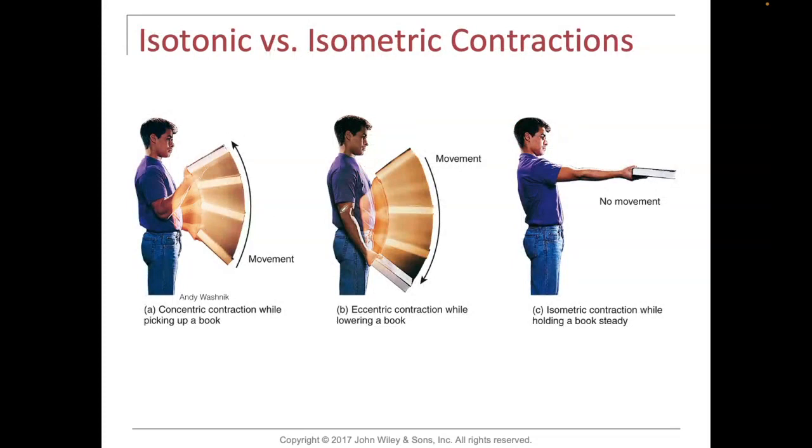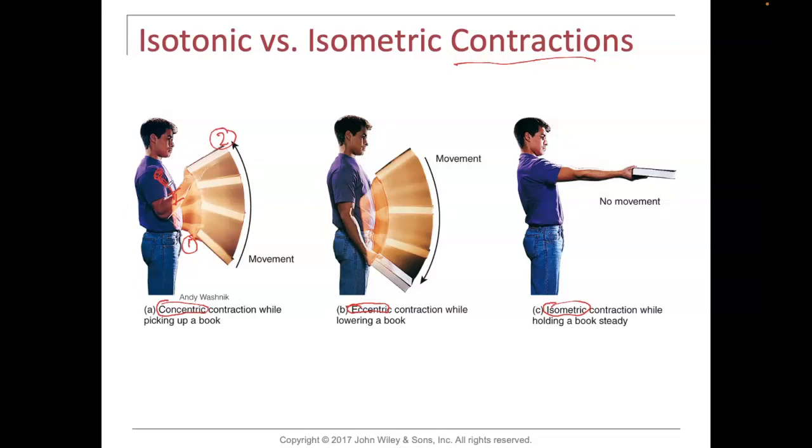Now, when we look at different types of contractions, we're going to focus on concentric contraction, eccentric contraction, and isometric contraction. Now, concentric and eccentric. If this is the starting point, number one, and you're lifting the book up here to point 2, concentric is when your biceps contracted. Remember, the origin is up here and the insertion is here.